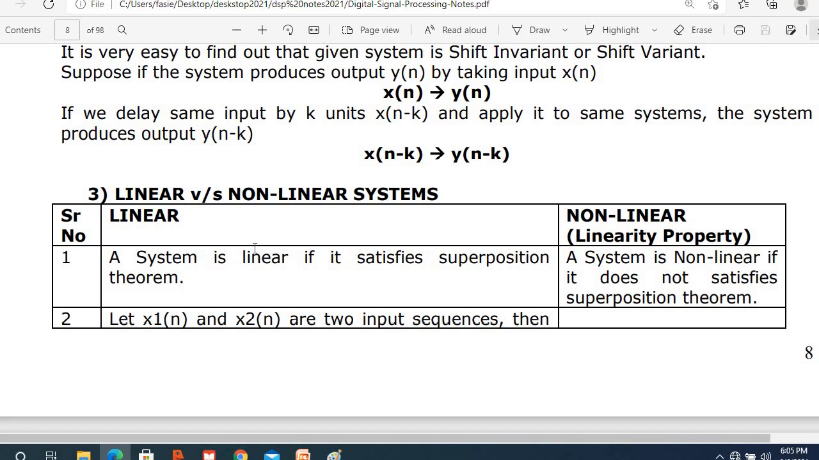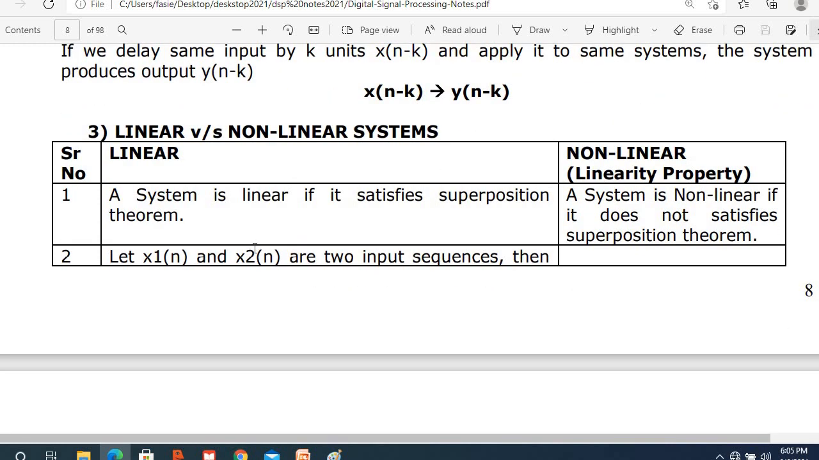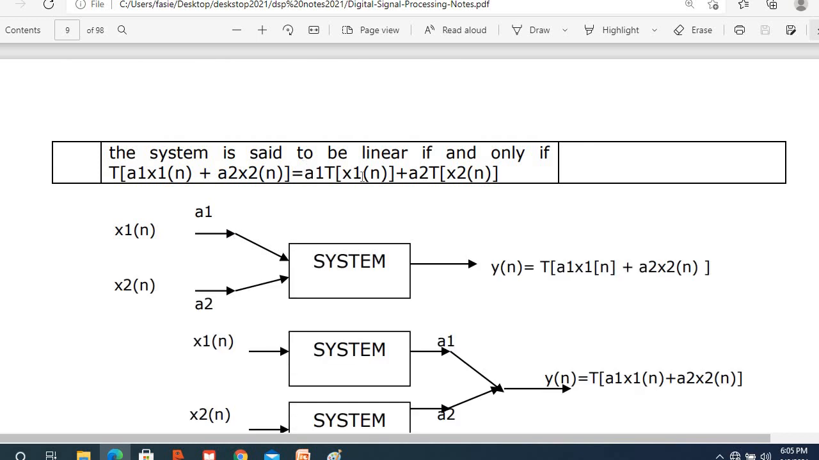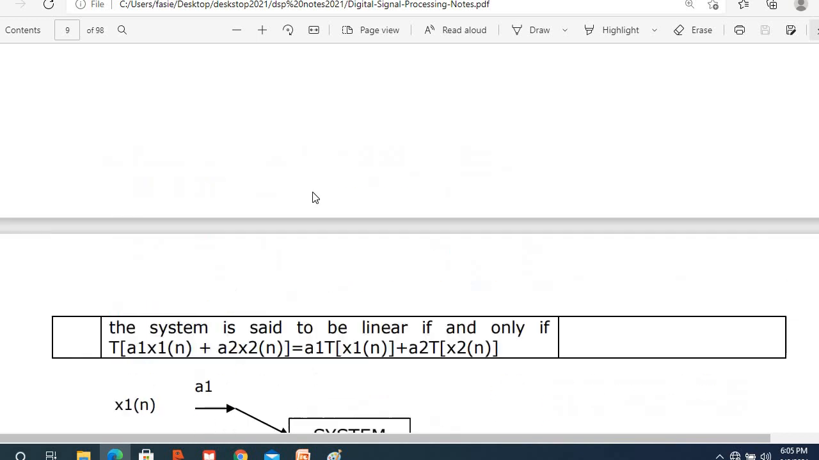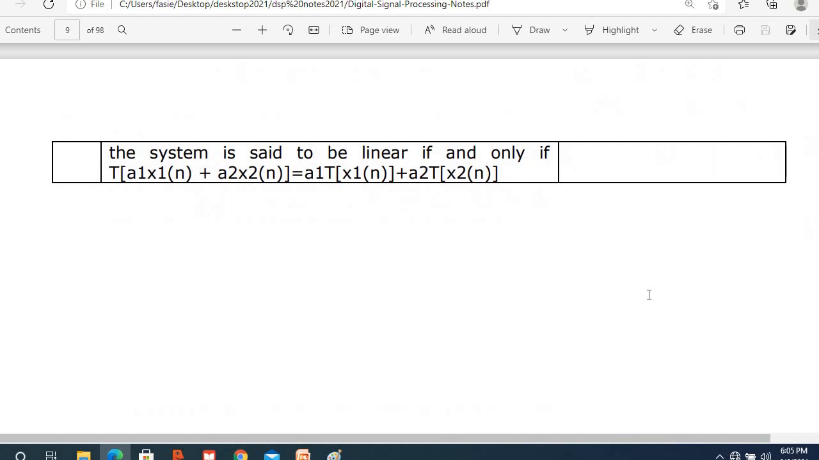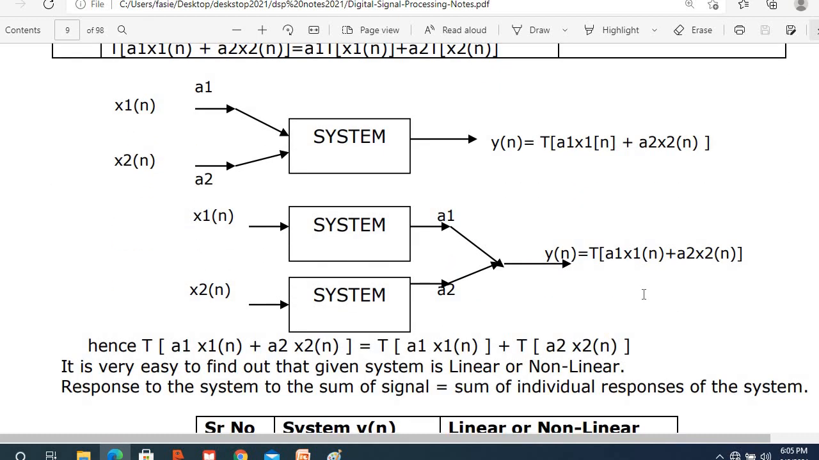So next is linear versus non-linear systems. These are different types of systems, students, that you have to know. Linear means it satisfies the superposition theorem. Superposition is like addition: if you have x1 of n and x2 of n and you combine both of them, the response should be a1 y1 of n plus a2 y2 of n. This is called the linearity property. Whereas non-linear means the system does not satisfy the superposition theorem. You already know about the superposition theorem, Norton's theorem and Thevenin's theorem. Superposition is one of the theorems used in networks, and the same thing we are utilizing in this system for system analysis.